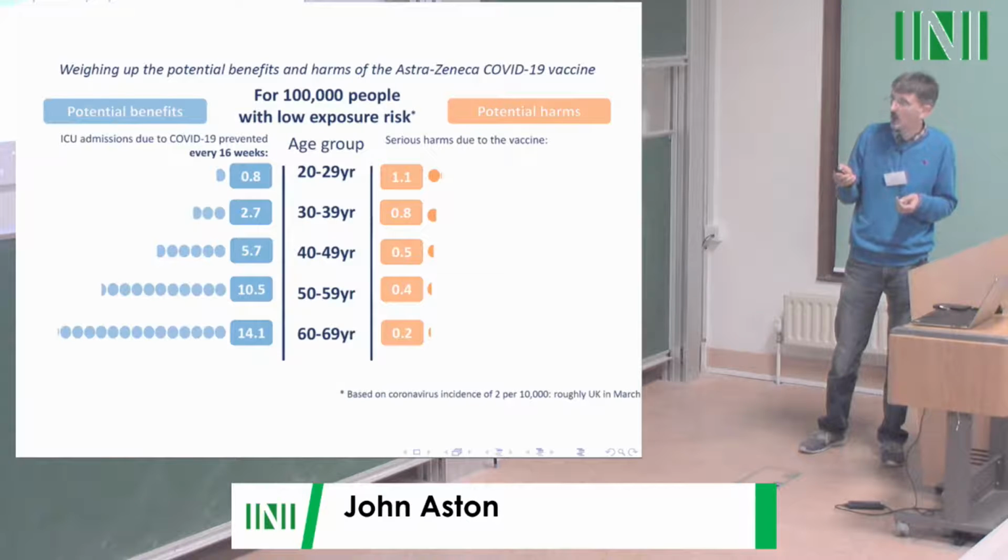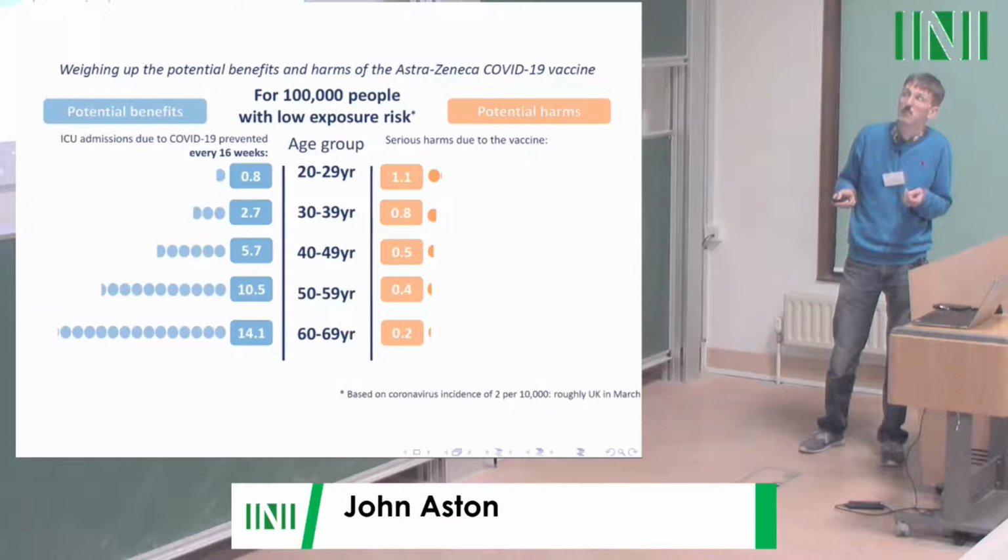Well, so look, for a low exposure risk, and this was based on an incidence of 2 per 10,000 people, which was roughly the level in March 2021. That was a low exposure risk. It's quite hard to get COVID if you've got that kind of exposure. Not impossible, obviously. If you were a 60 to 69-year-old, the chance in 100,000 people, 0.2, so 2 in a million people, would end up with a blood clot that would end in ICU from the vaccine.